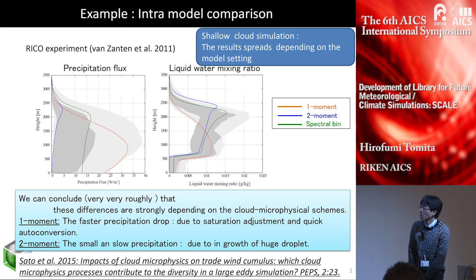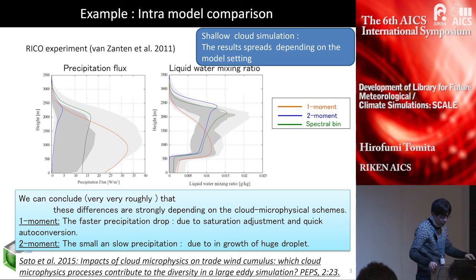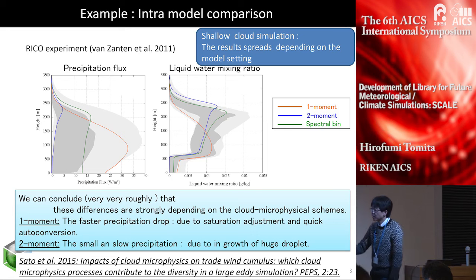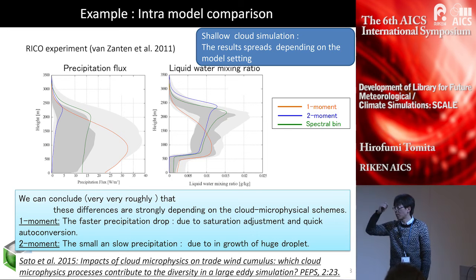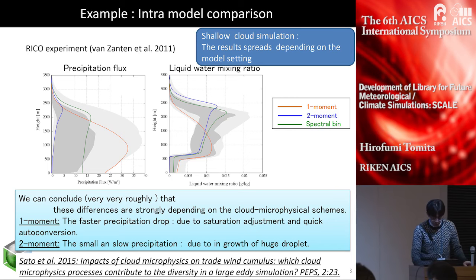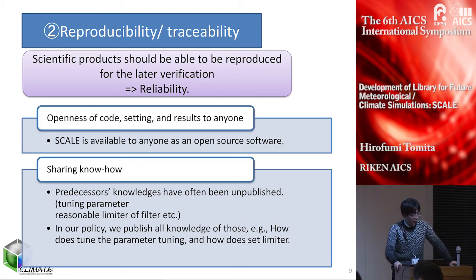One moment leads to fast precipitation drops, due to saturation adjustment and quick autoconversion. Two moments lead to small and slow precipitation due to growth of huge droplets. The detail is described in this paper.